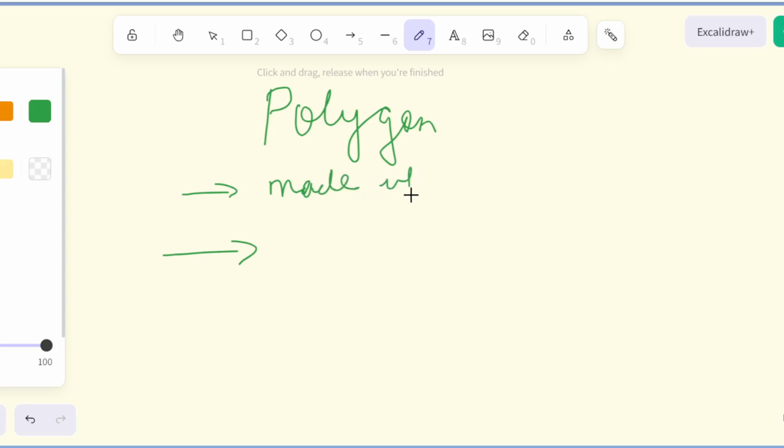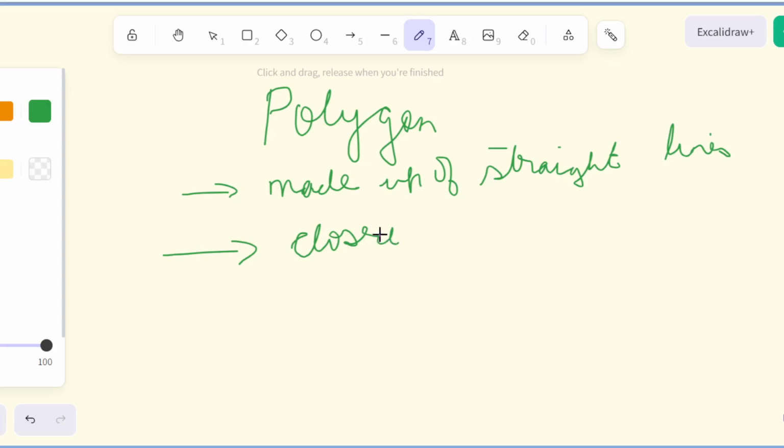Made up of straight lines. Write that down. Yes, it's made up of straight lines. Number two, it's a closed figure. It's a closed figure. So just like a triangle, a triangle is a polygon because it is a closed figure made up of straight lines.